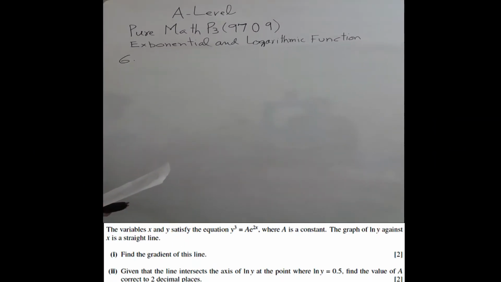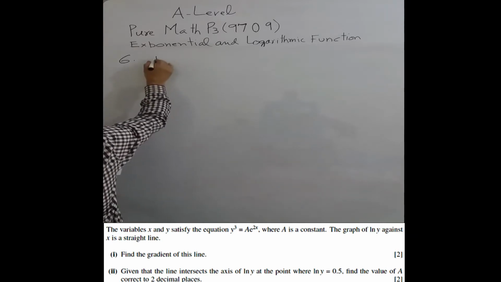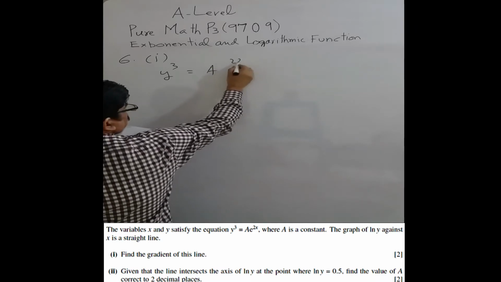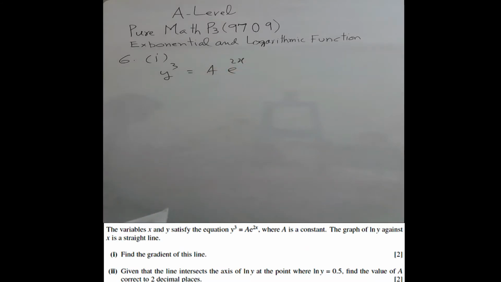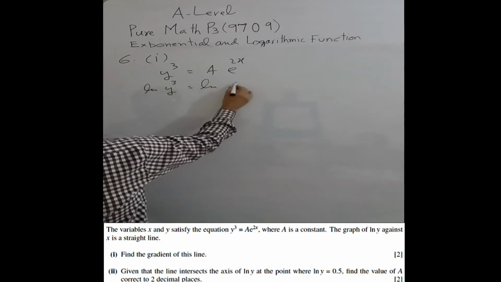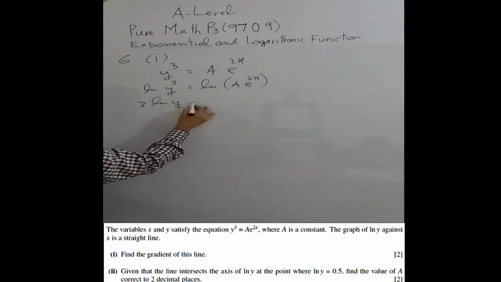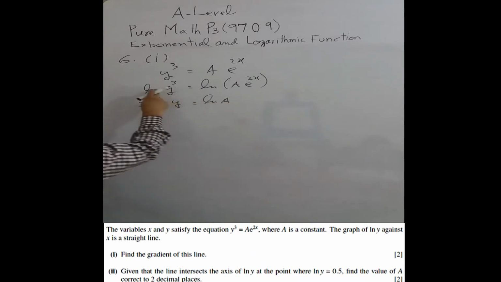Question number 6, please again read the statement. Variables x and y satisfy this equation. So in the first part, you have y cubed equal to A e raised to the power 2x, where A is a constant. The graph of ln y against x is a straight line. Find the gradient of this line. So taking log on both sides, applying the property of log, here power rule, here product rule.